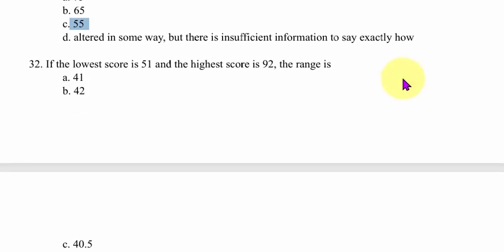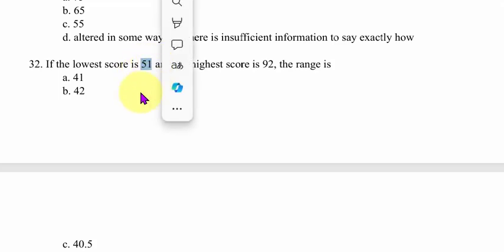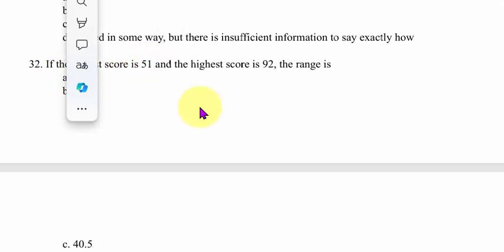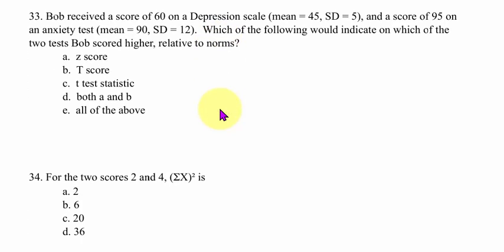Okay. Next question is a range question. So the high number is 92 and the low number is 51. The range is simply the highest score minus the lowest number, which is 51. So it looks like, what, 41? That's your answer. And then 33.